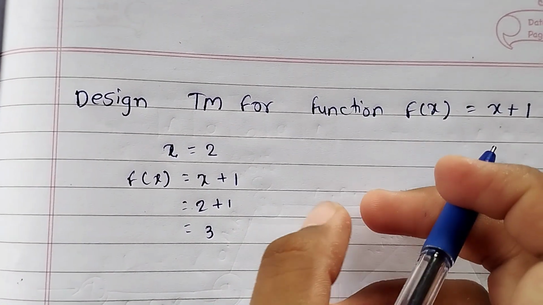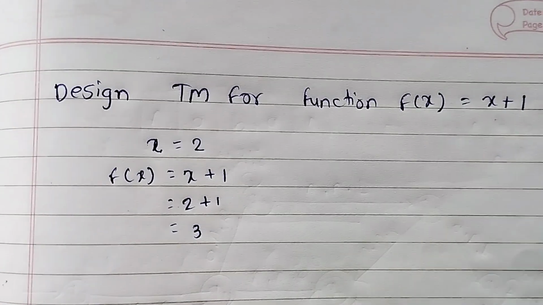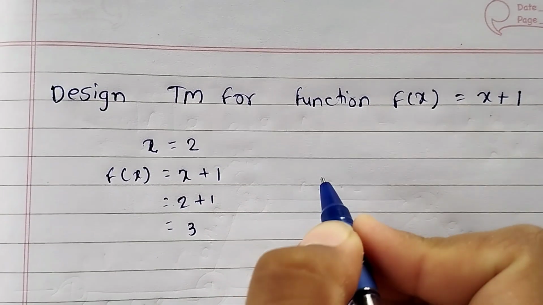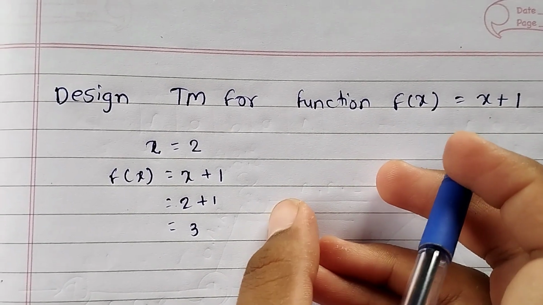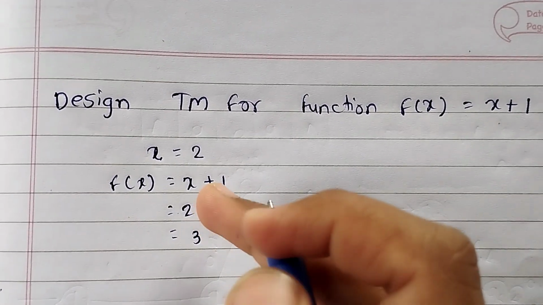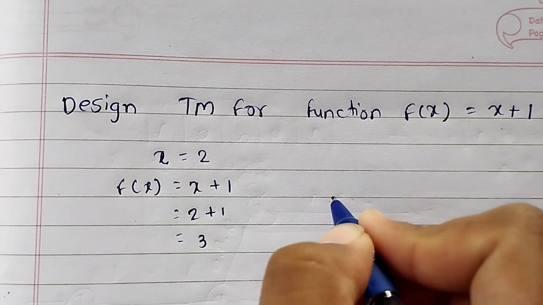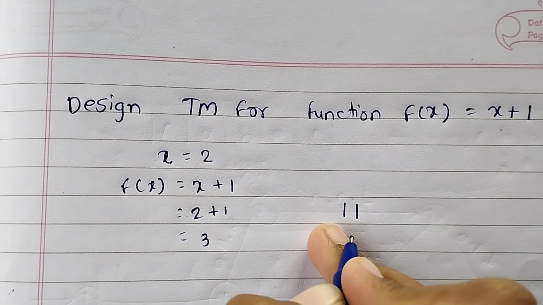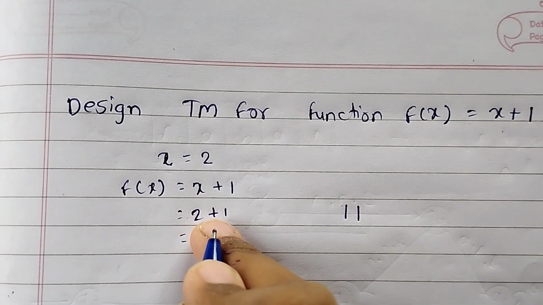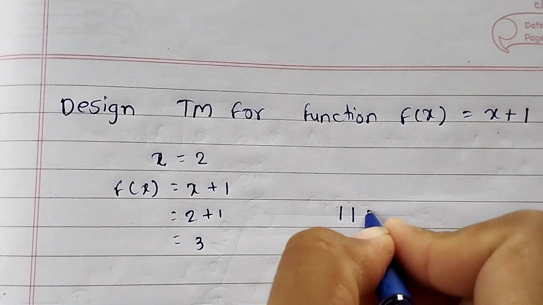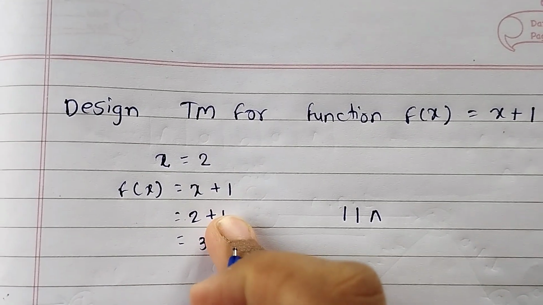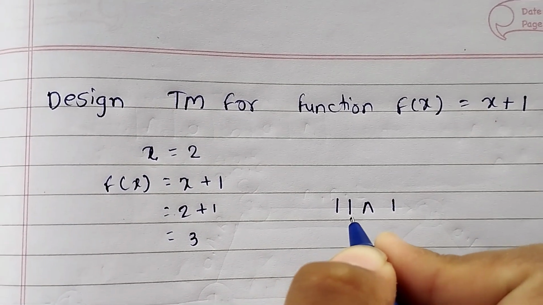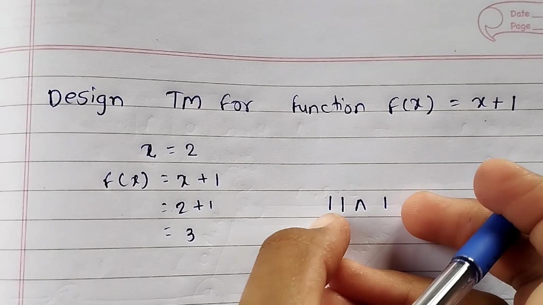But now we want to draw the Turing machine, and the Turing machine considers unary symbols. So for that we consider this 2 in unary like this: 1 1. So this is for the 2. Then we consider this plus as a null, and then this 1 as 1. Now we build the logic here.